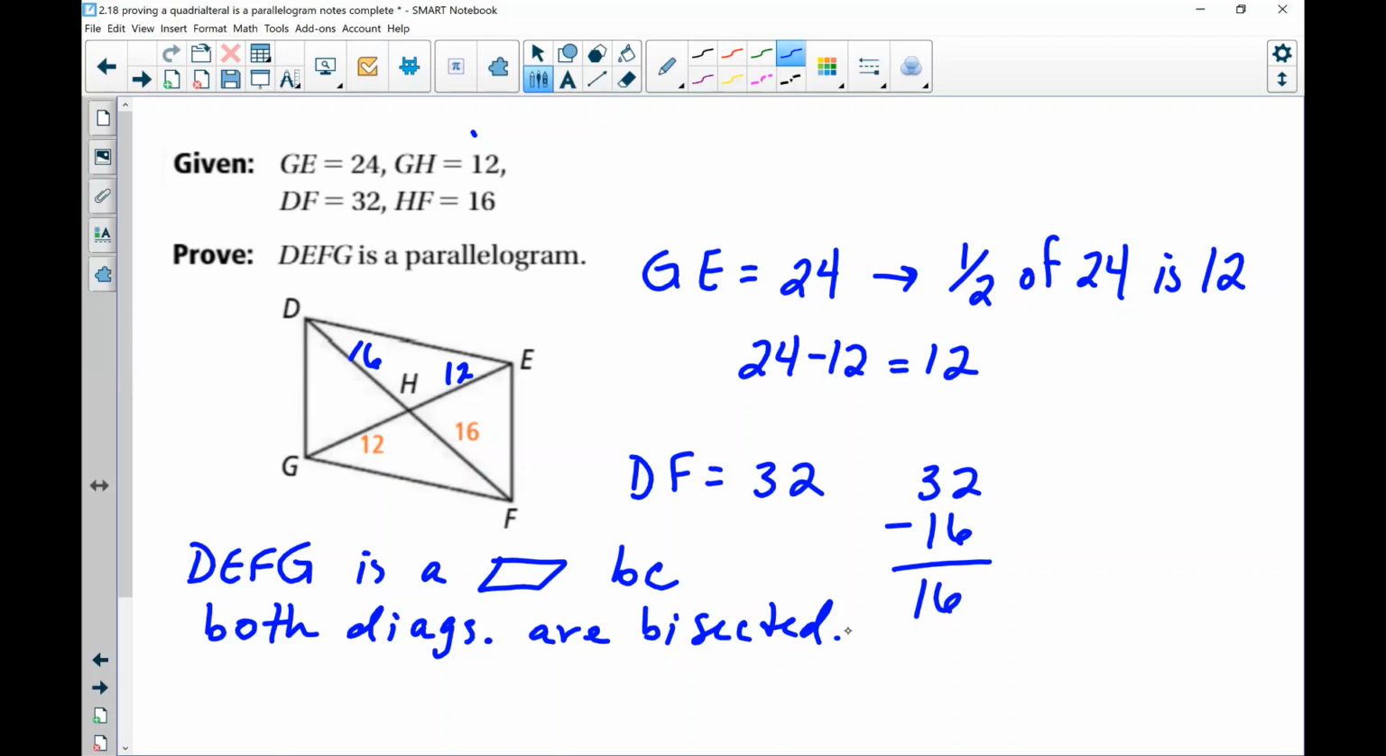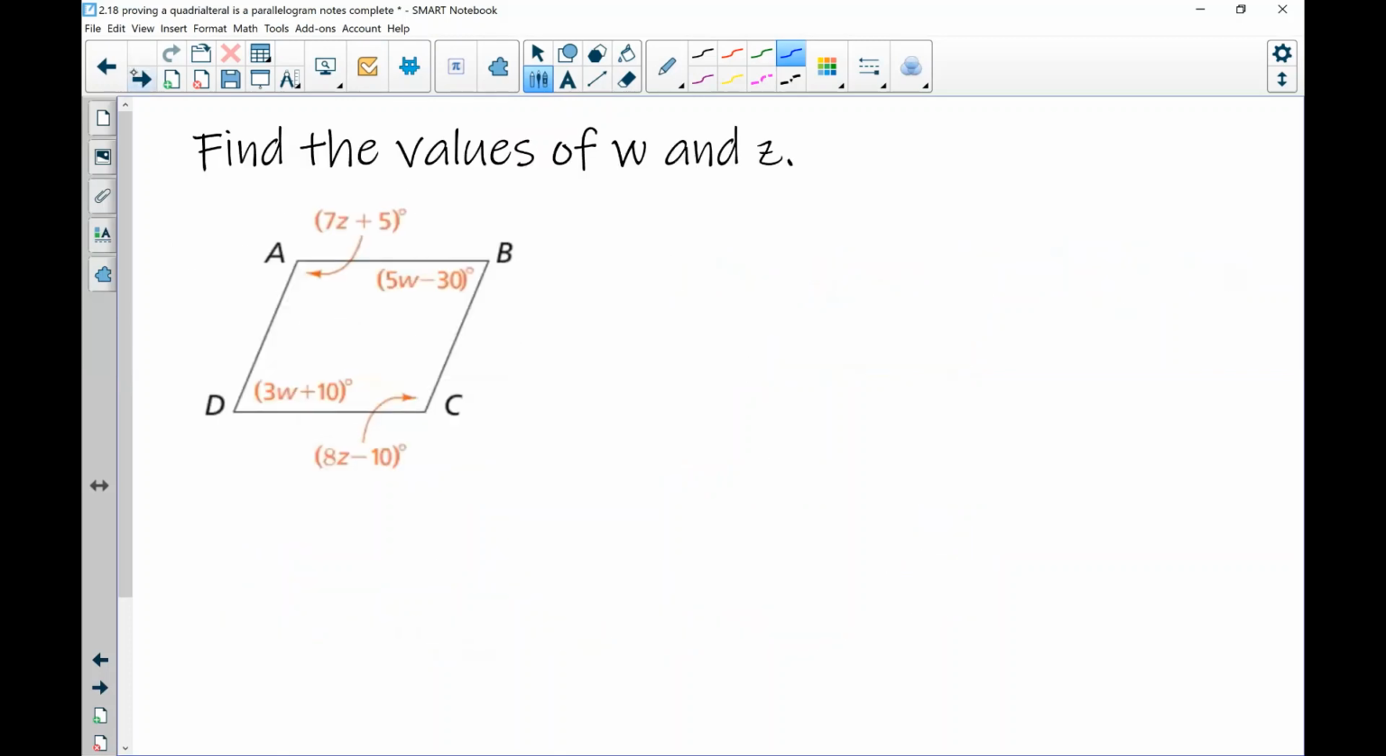Okay. So now we got this other example here. It says find the values of W and Z. Okay, we can see that W and Z are in these expressions and they're talking about angles. And we have to use what we know about the angles on parallelograms, and they're going to tell you that this is a parallelogram. Okay, they're going to say, what do the values of W and Z have to be so that ABCD is a parallelogram?